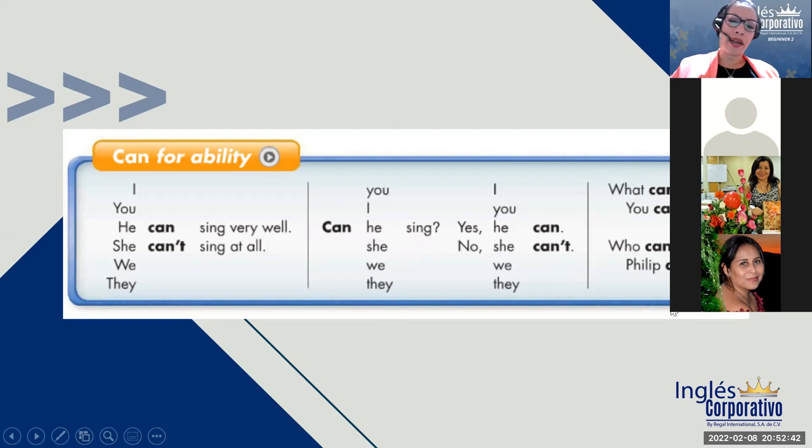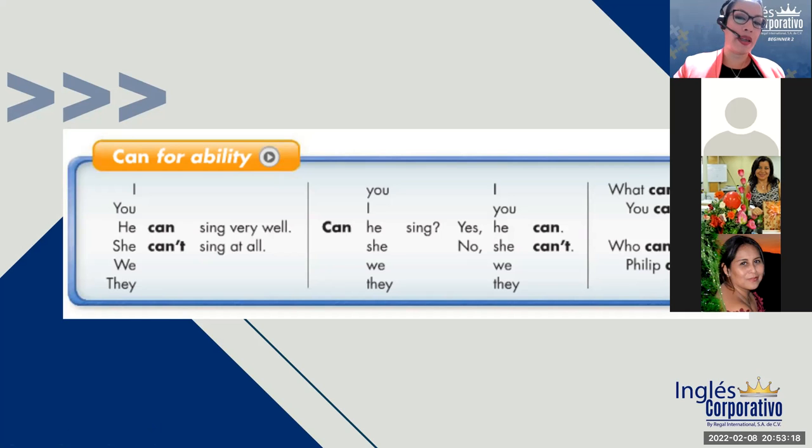Y tenemos un par de WH, solo se agrega una WH question o WH word al principio si queremos información más detallada. Por ejemplo, si me preguntan, can you sing? Y yo digo, yes, I can. Y ahora quieren saber más. ¿Qué es lo que puedo cantar? What can you sing? I can sing romantic songs in English, for example. Y así.